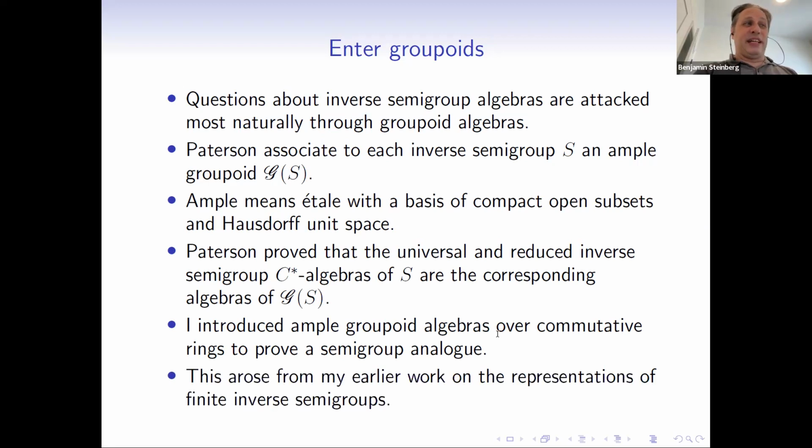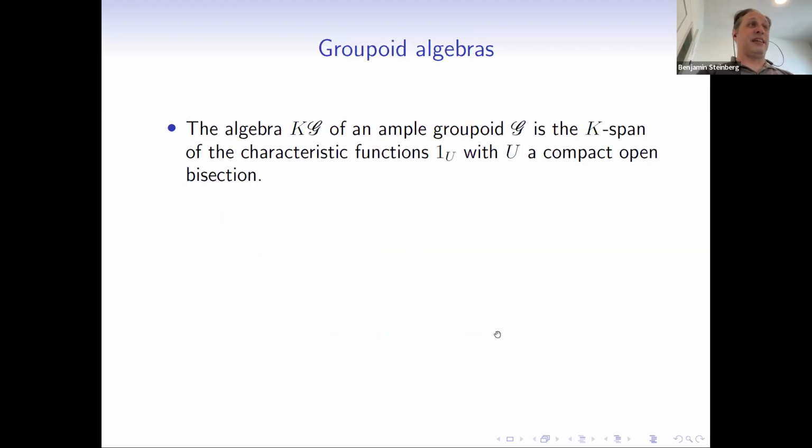And I actually had already done this in the case of finite inverse semigroups a long time earlier, where you don't have to think very hard on how to define a groupoid algebra, because the groupoid's discrete for a finite inverse semigroup. And then I kind of realized the idea generalizes. So what is a groupoid algebra?